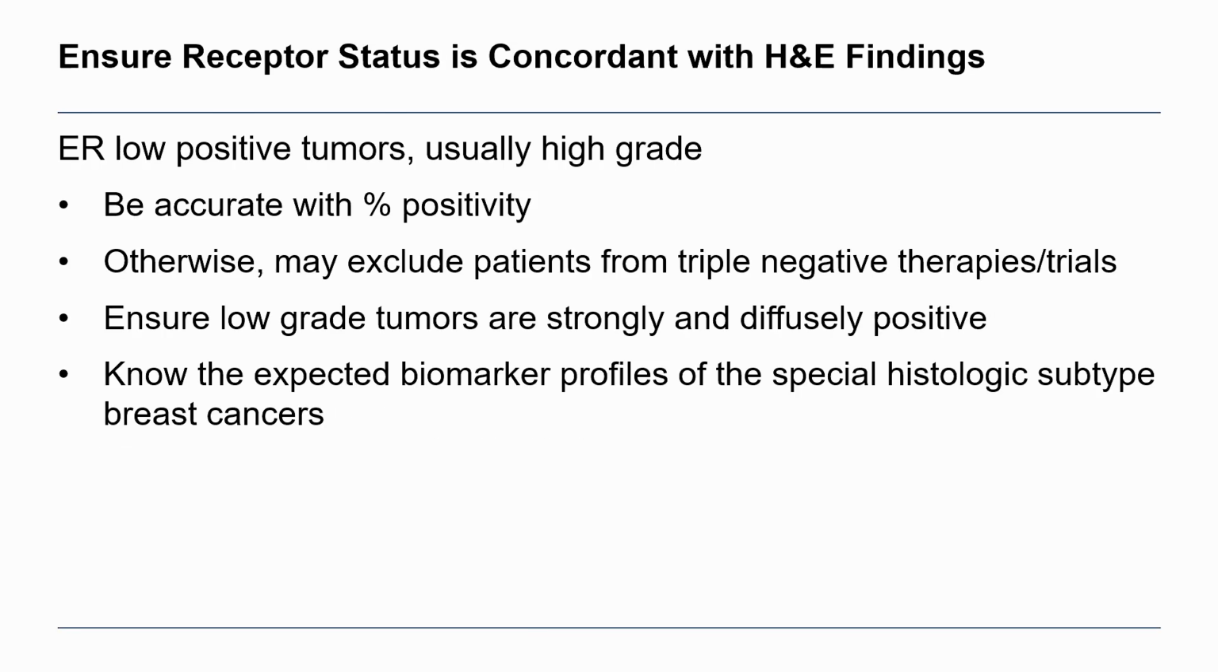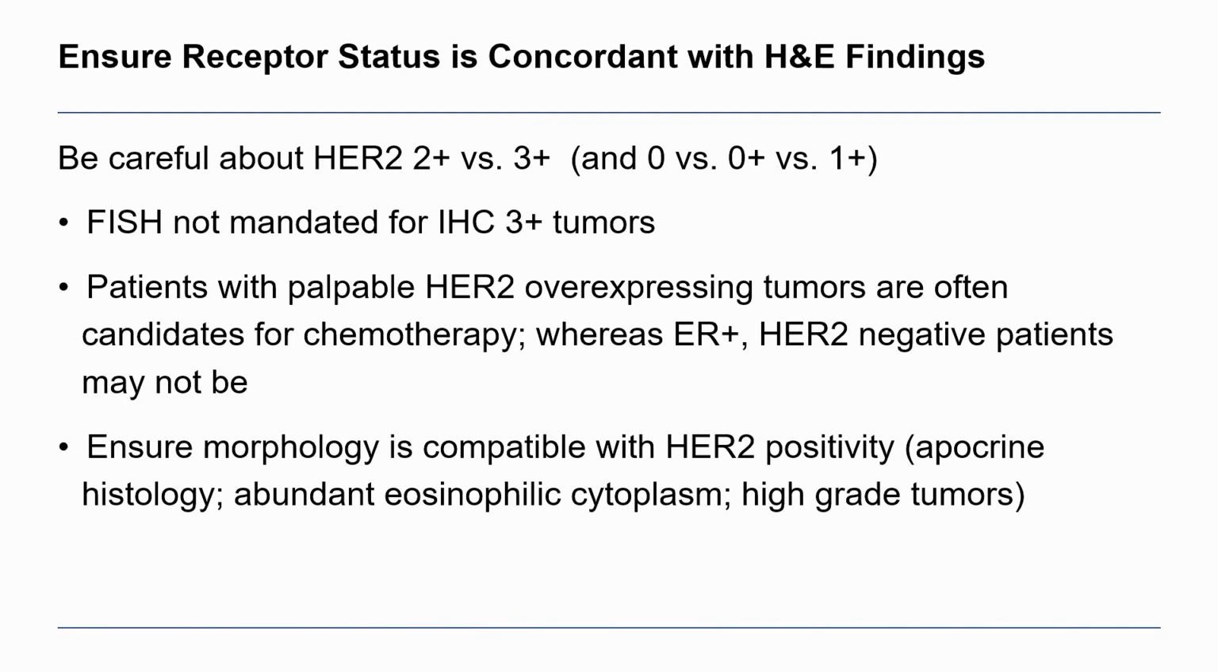So your final safety check really is to ensure that receptor status is concordant with the H&E findings. ER negative or low positive tumors are usually high grade. You want to be accurate with your percent positivity because patients with less than 10% ER positivity are often eligible for triple negative therapies or trials. So be accurate. Don't just say, oh, it's about 15%. And ensure low-grade tumors are strongly and diffusely positive or that they're of a special histologic subtype. So you need to know the expected biomarker profiles for your special histologic subtypes.